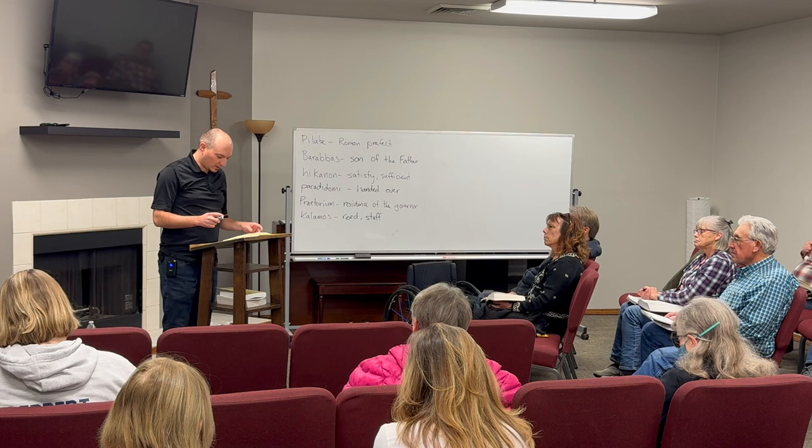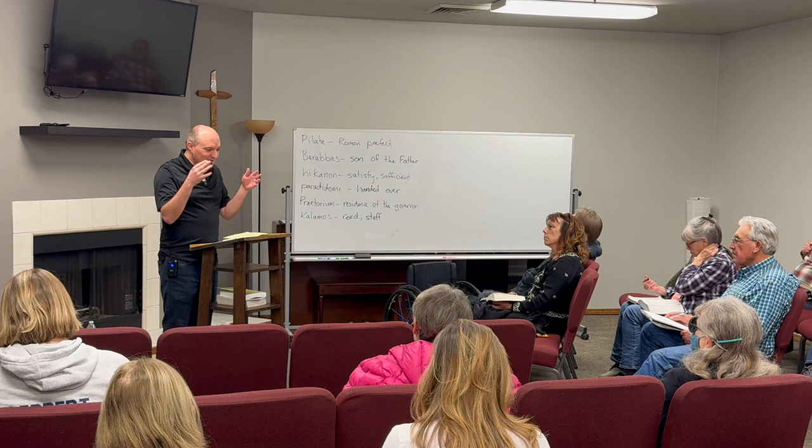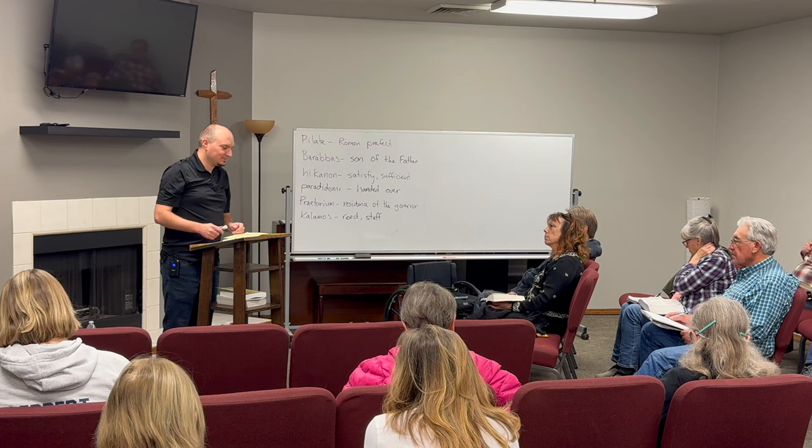So the combination of the staff, which should convey the measuring, also the shepherding, is a sign of authority. So it's another way that they're mocking him. In the way a king would have a scepter, they're taking the scepter and beating him over the head with it.